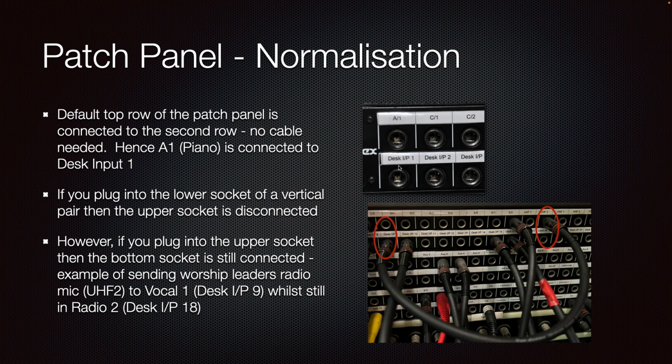Now, if you plug into the lower socket of a vertical pair, in this case the one going to the desk, then the upper socket is disconnected. So if I connected a patch lead into input 1 here, the piano would no longer come through. That one would be disconnected. Now, we've got something called half normalization, which means that that doesn't apply if you plug into the top one. So if you actually plug into the top socket, the channel from there still goes down to the input 1 down here. So what that means is you can actually send the same signal to two places.